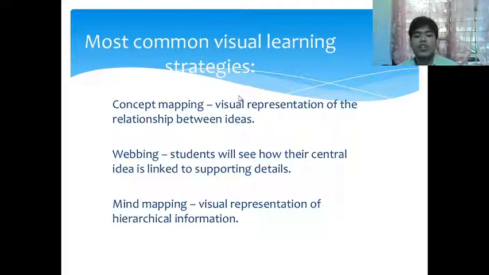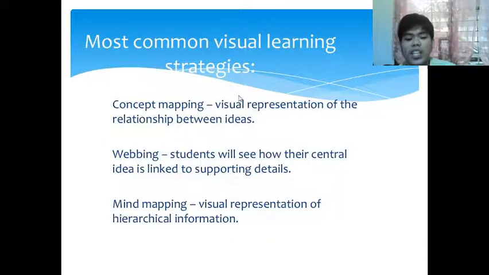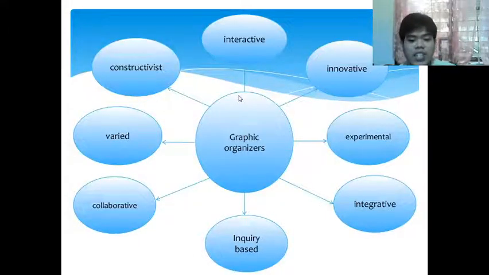So the most common visual learning strategies, or how you formulate your own graphic organizer, is: 1. Concept mapping. It is a visual representation of the relationship between ideas. So it is a graphic organizer that shows how each term is interconnected. 2. Webbing. In webbing, students will see how their central idea is linked to supporting details, such as this one. So our main idea is the graphic organizer and we have the supporting details.